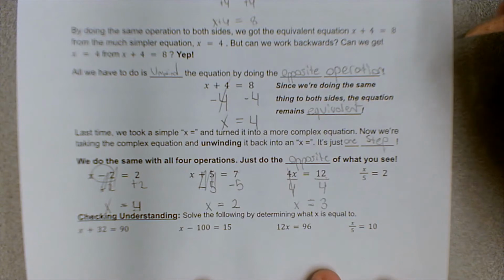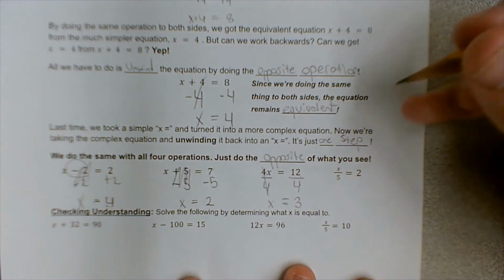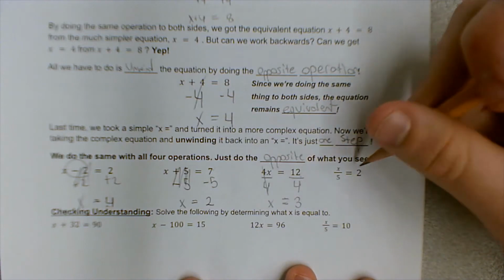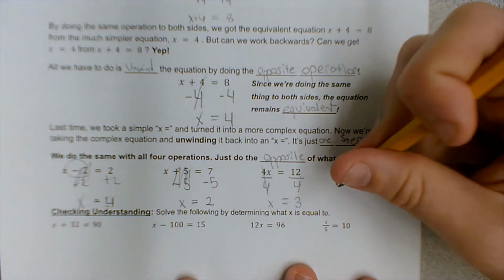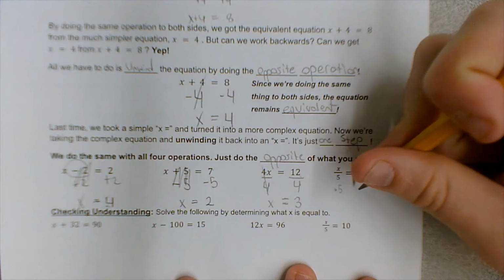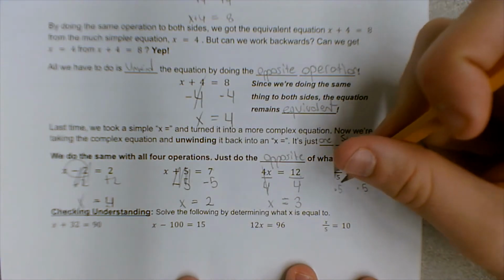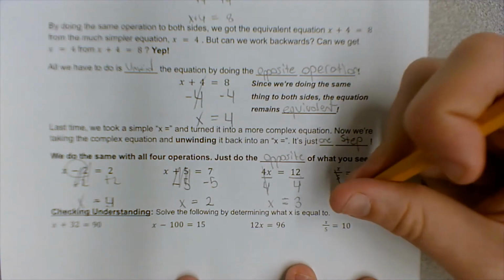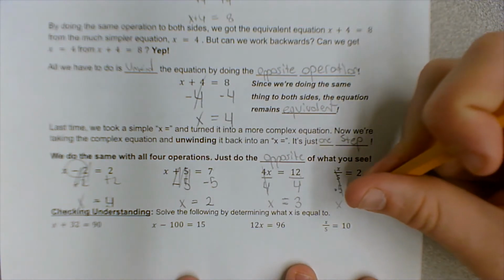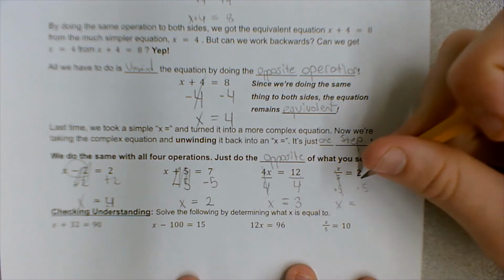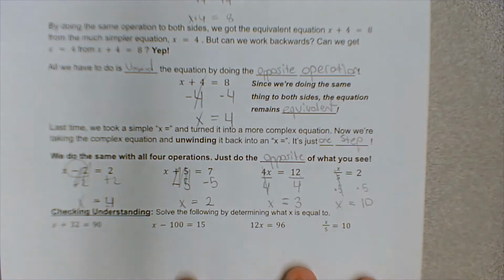As one final example, someone divided both sides of this equation by 5. Now, the opposite of division is going to be multiplication, so on my left I'm going to multiply by 5, and on my right I'm also going to multiply by 5. Divide by 5, multiply by 5, cancel each other out, leaving myself with just an x. And then on my right, I'm going to multiply by 5. 2 times 5 is 10.